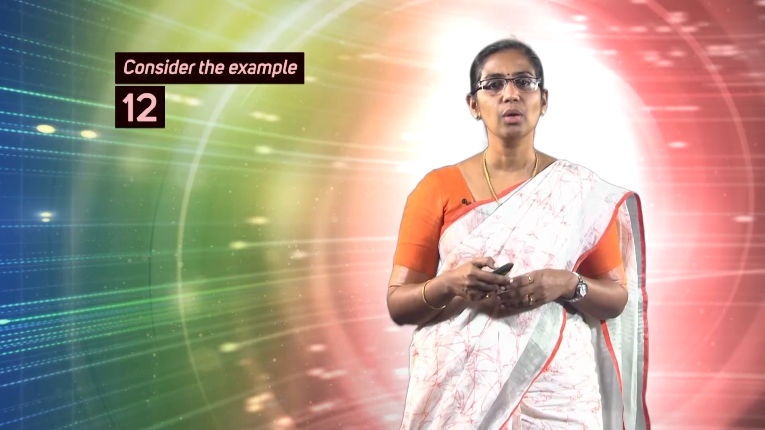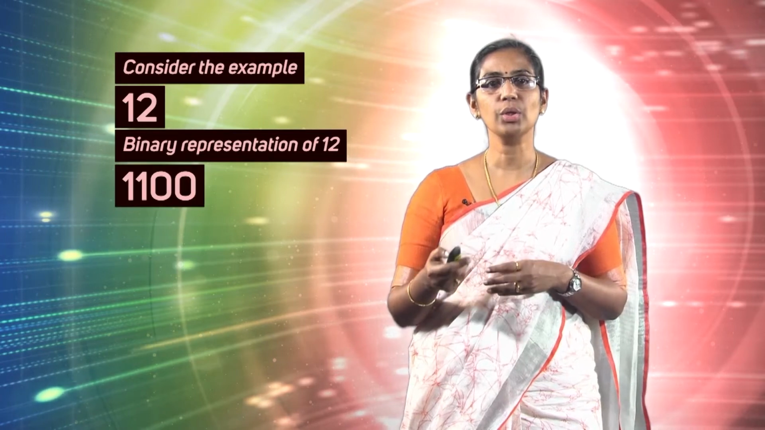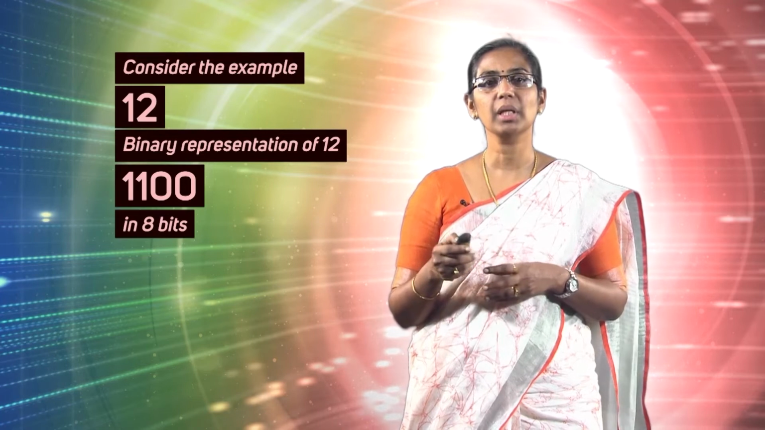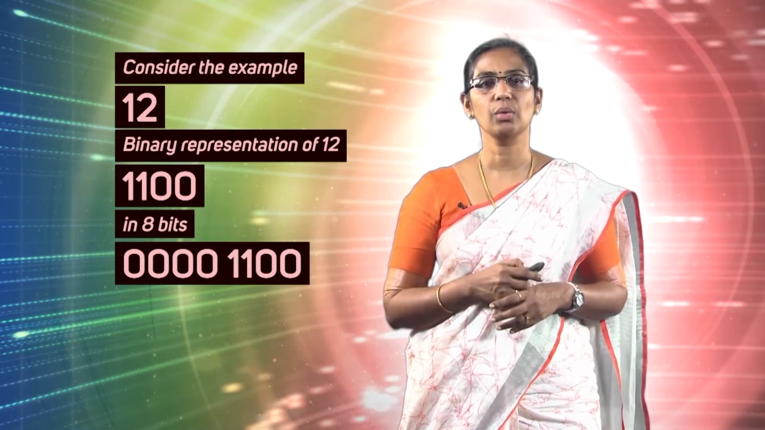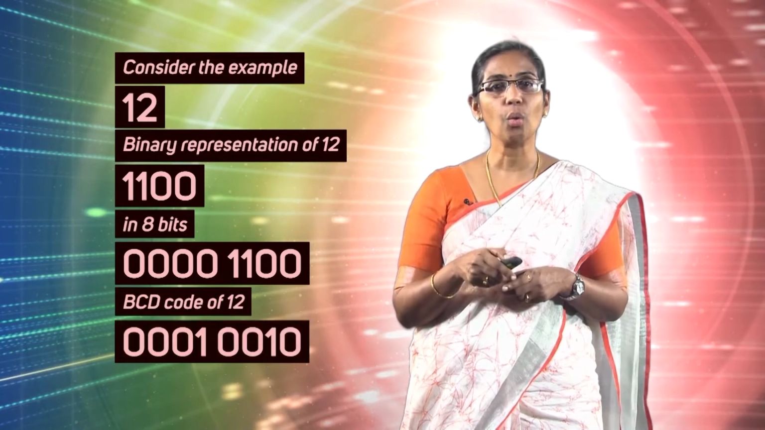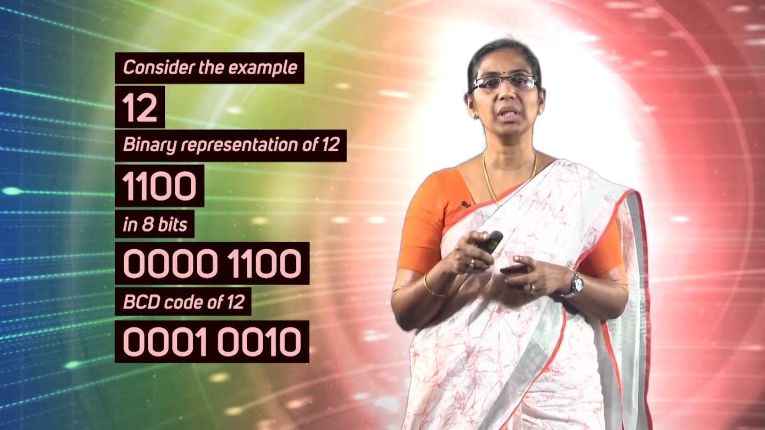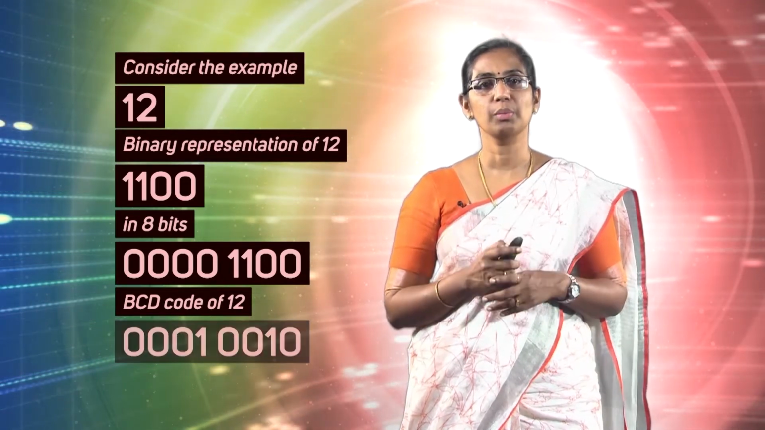Let us recall the binary to BCD code conversion. Consider the example 12. What is the binary representation of 12? It is 1100. Let us represent this in 8 bits. Then 12 can be represented as 00001100. Now, what is the BCD code of 12? 0001 0010, that is in BCD. 1 will be represented in 4-bit binary, then 2 will be represented in 4-bit binary.